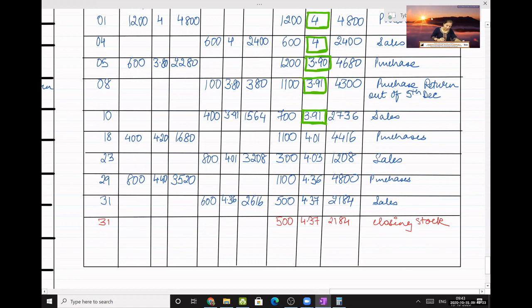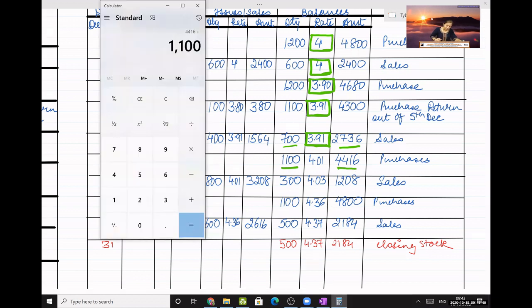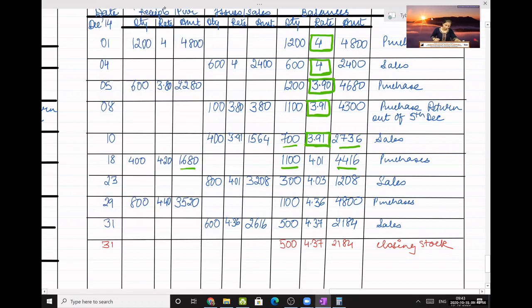Okay. Again, there is a purchase on 18th. Okay. Purchase, so the quantity is added. 700 plus 400 is 1100. Amount add. 2736 plus 1680, 4416. Divide by 1100. 4.01. Okay, yeah, 4.01.